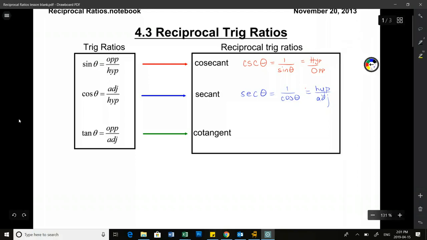And then our last one, cotangent. This one's nice and easy to remember because it actually has the word tangent in it. It's abbreviated COT, and it's the reciprocal of tan, which means that it is adjacent over opposite.